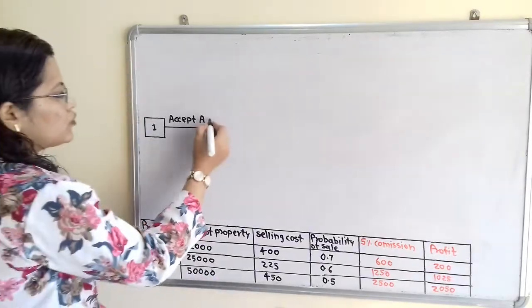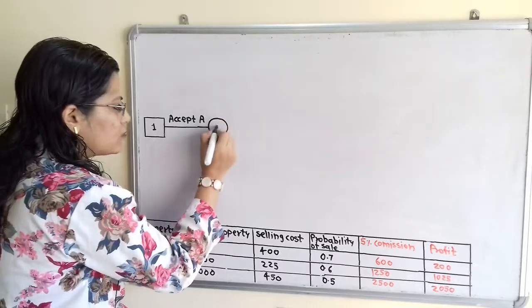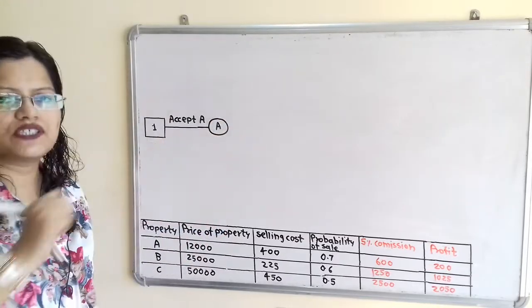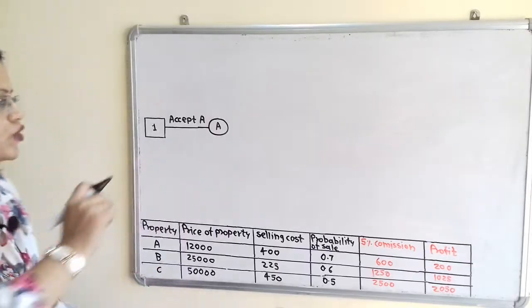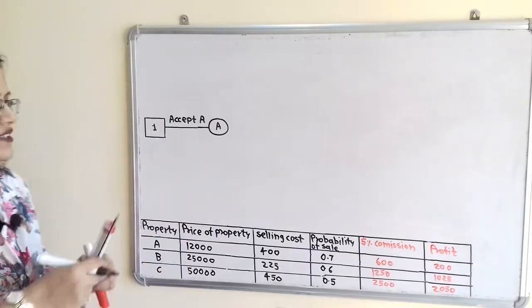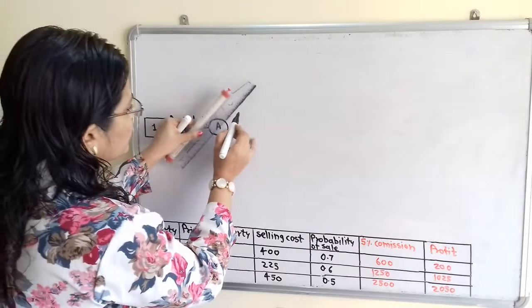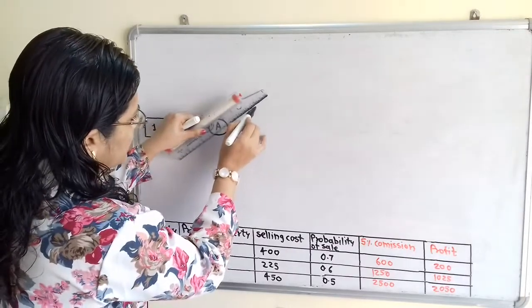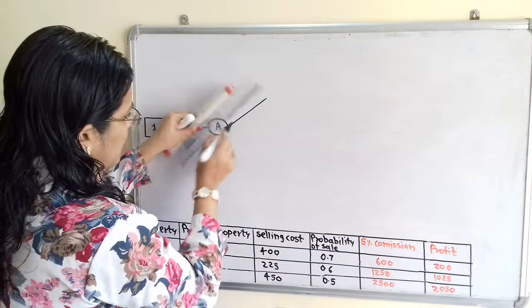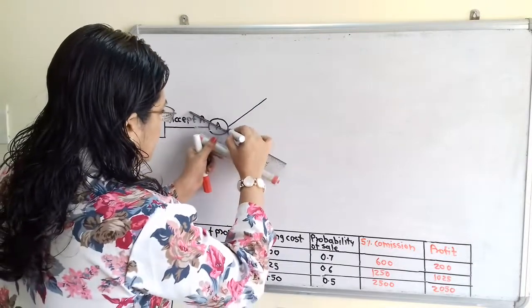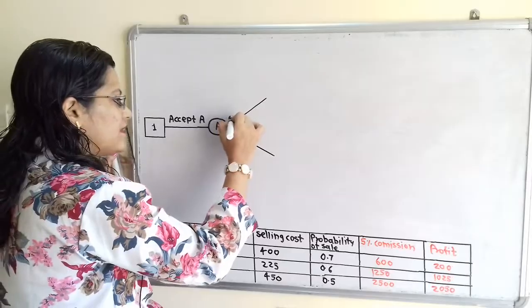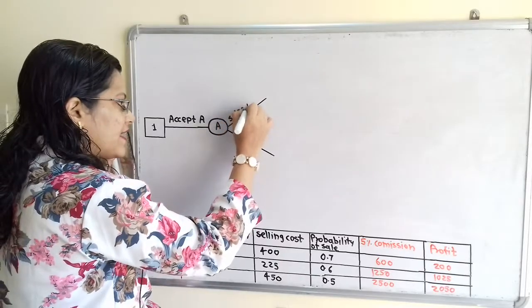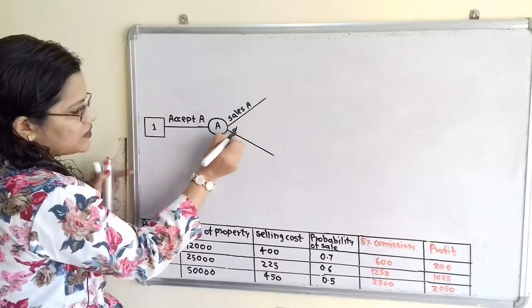So according to rule we will show here the event node with circle, and we will mention here the first letter, that is letter A. Now we have to show these two chances of occurrence with the two branches. So I will mention here the first branch and here will be second branch. So first will be he sells A, and second does not sell A.